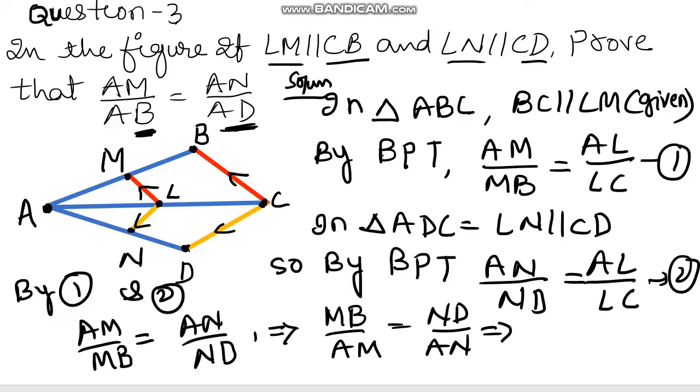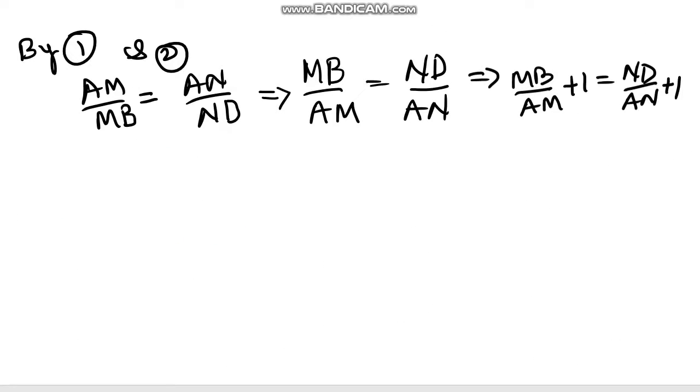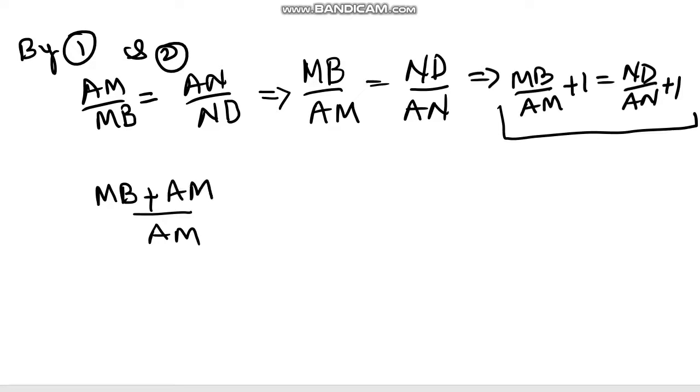Now you can add 1 on both sides. MB by AM plus 1 will be equal to ND by AN plus 1. So from here what you will get? If you take LCM, you will get AM in the denominator and in the numerator you will get MB plus AM, equal to, again in the denominator AN and in the numerator ND plus AN.